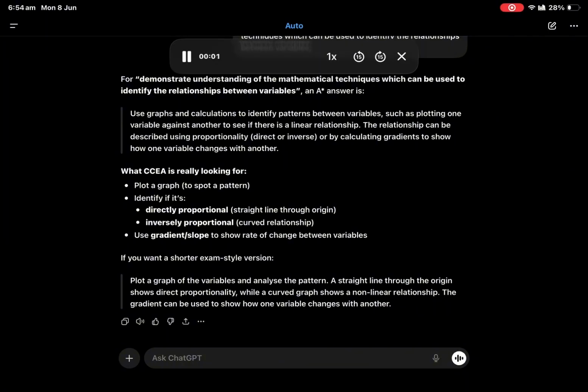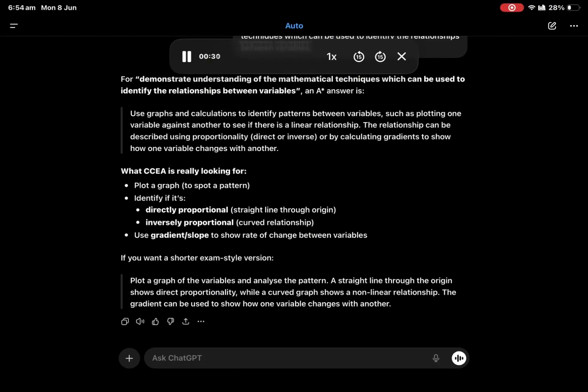For "demonstrate understanding of the mathematical techniques which can be used to identify the relationships between variables", an A-star answer is: "Use graphs and calculations to identify patterns between variables, such as plotting one variable against another to see if there is a linear relationship. The relationship can be described using proportionality, direct or inverse, or by calculating gradients to show how one variable changes with another."